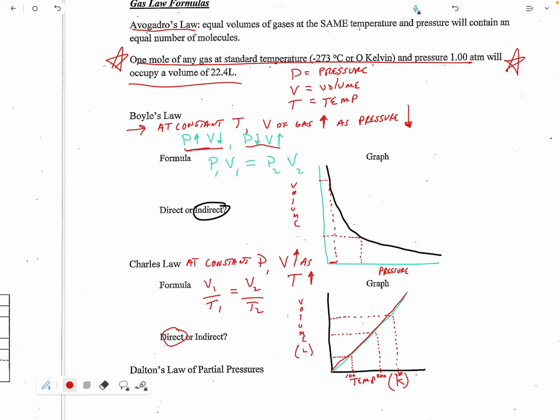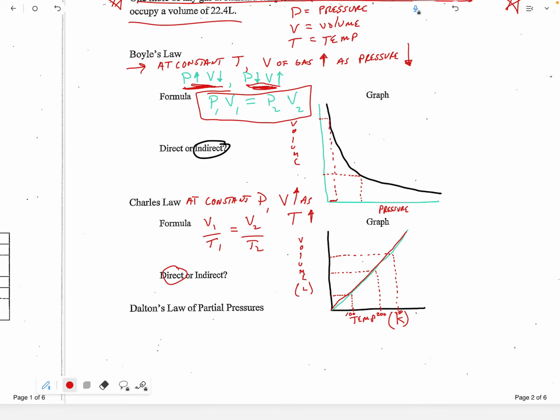I just wanted to show you that as the pressure increases, volume will decrease. As the pressure decreases, the volume will increase. The equation for Boyle's law is this: the initial pressure times the initial volume equals the final pressure times the final volume. And here's the graph for it, showing an indirect relationship when it's curved like that. Second one is Charles' law. At a constant pressure, the volume will increase as the temperature increases. That's a direct relationship, and that's shown with a straight line like this, with volume along the y-axis and temperature along the x-axis.